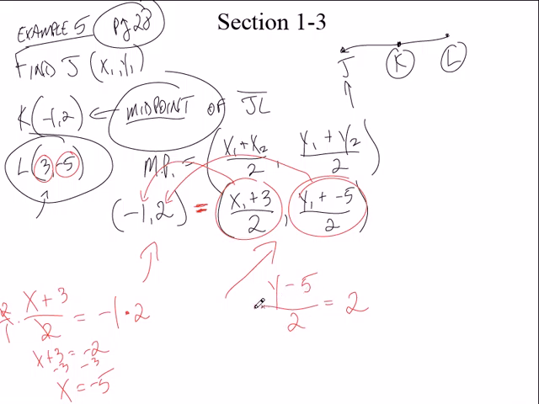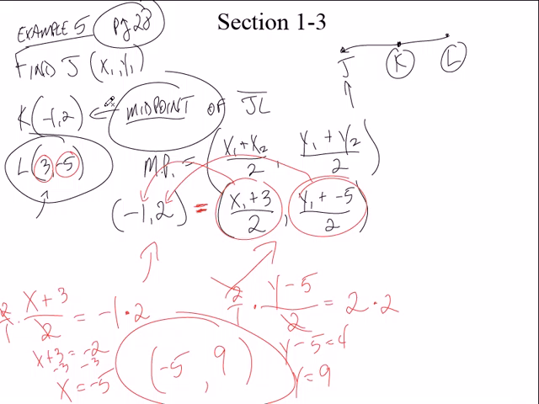Let's do the same thing here. Multiply that by 2. Multiply that by 2. Cancels. Y minus 5 equals what? 4. Add a 5 to both sides. Y is 9. This is how we write our answer. We write it as a point. The x part of that point is -5. The y part of that point is 9. And that is that point right there.